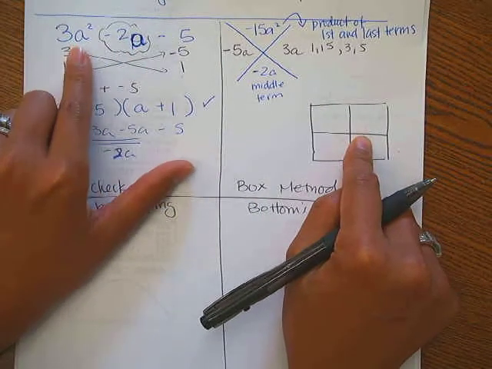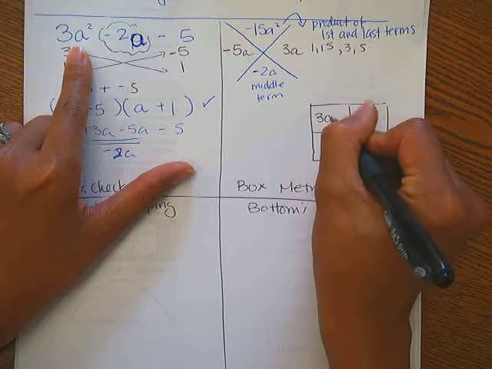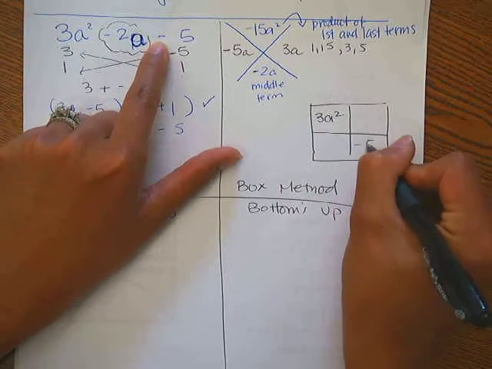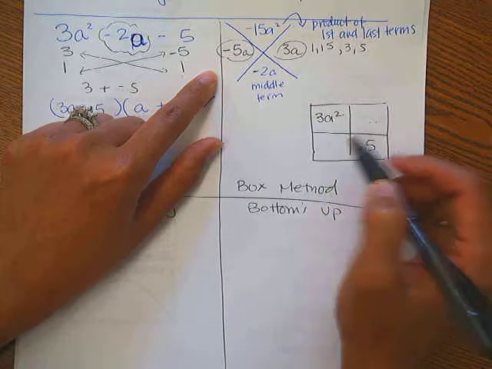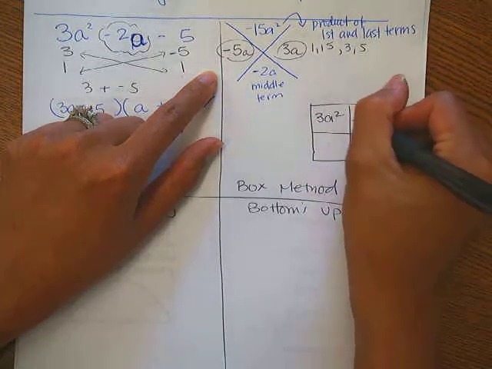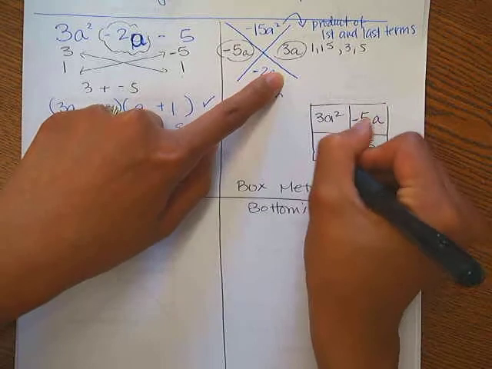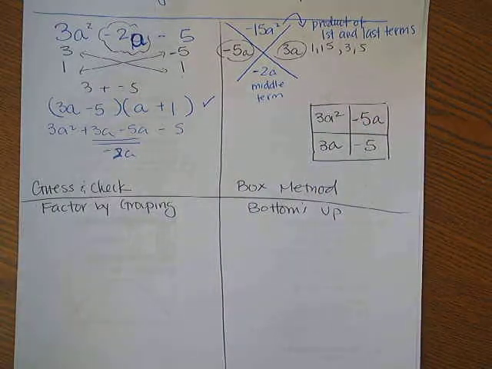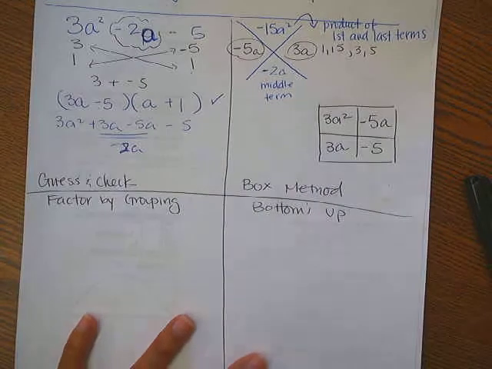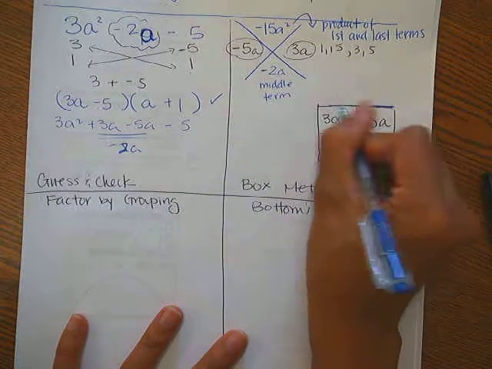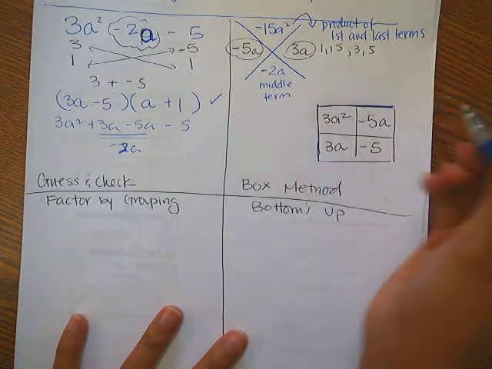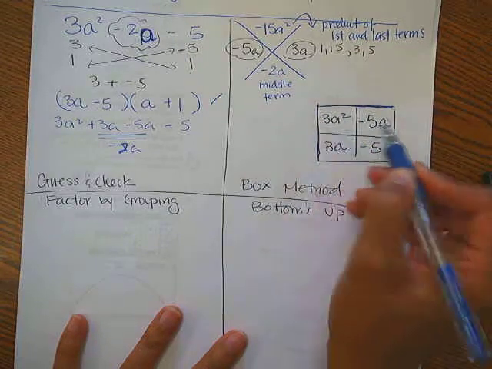So I'm going to put 3a squared in the first box. The last term goes in the last box. These two terms can go in any box you want. You can switch them however you like. So let's go negative 5a here and positive 3a there. All right. So I would like to find the dimensions of this rectangle. I have the area written inside. So I'd like to know how long this is and how long this is.